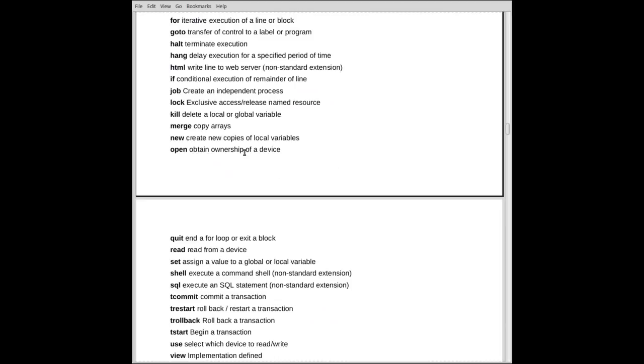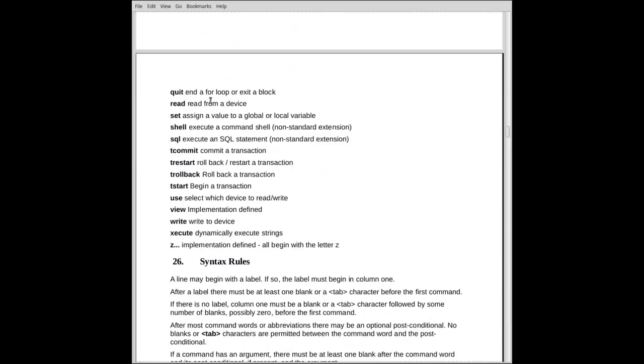Open obtains ownership of a device, a file usually. It's the opposite of close. Quit ends a for loop or exits a block. It's an exit for a block that's invoked by a for or by a for loop itself. Read reads input. Set is assignment. Shell is an extension. I won't get into it. SQL is an extension. Tcommit, tstart, restart, and trollback.